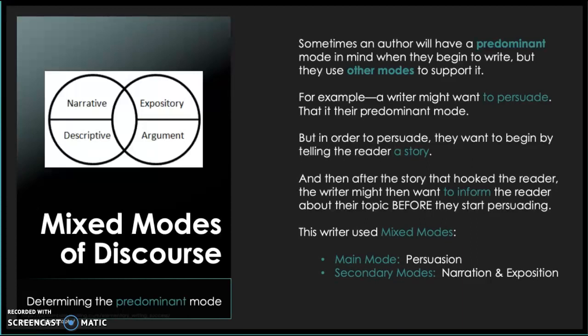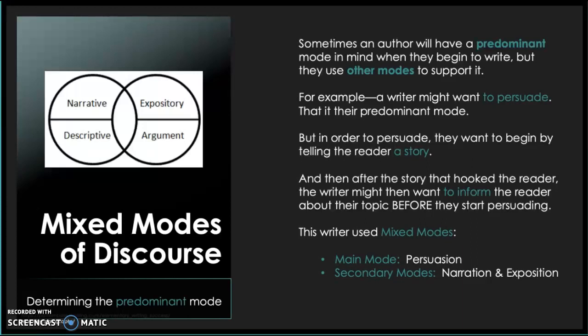So I'm going to give you this example here. I'm just going to read it. Let's say I'm a writer and I want to persuade you. And that will be my predominant mode of discourse, persuasion, because my goal is to make you change your mood, your mind, or your willingness to act. That's why I'm writing, so you change your mood, your mind, or your willingness to act. I'm trying to persuade you or convince you, right?